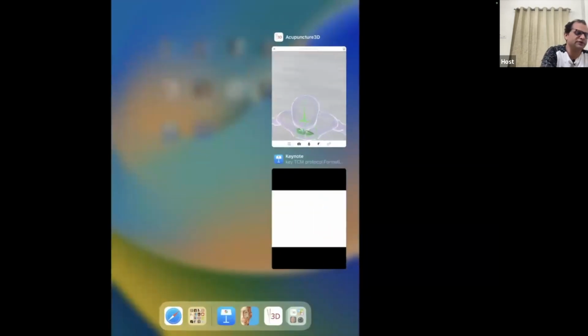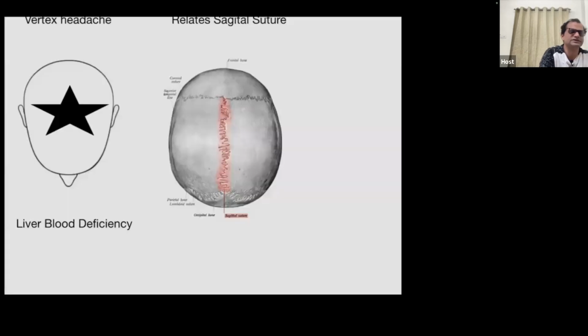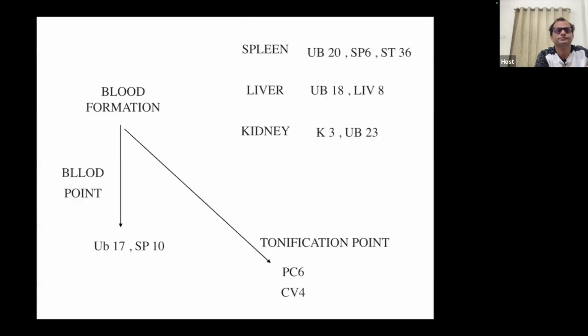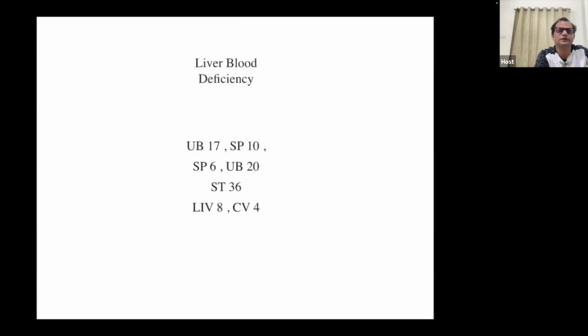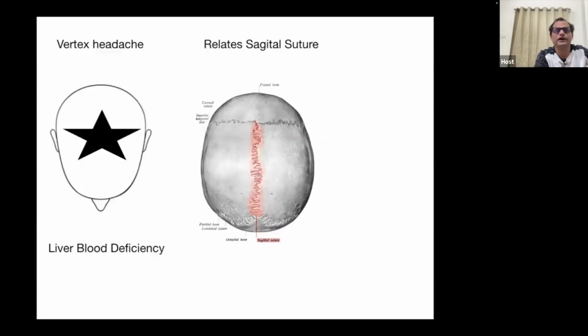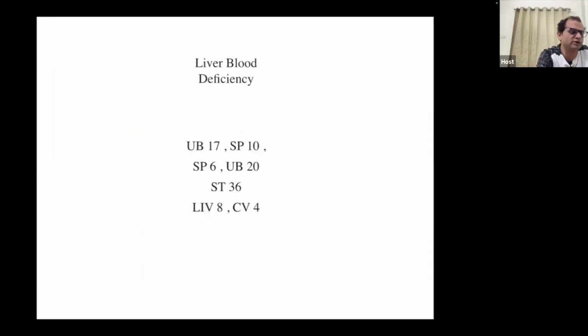So most of the time it's a deficient pattern, but sometimes it might be an excessive pattern, the pattern of excessive energies. Right now we are talking about the pattern of deficiency, right?